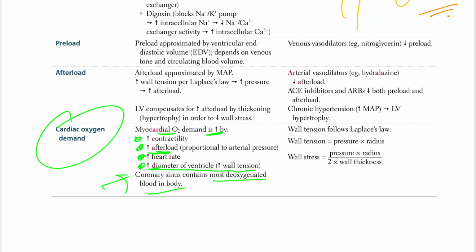So the next is where we have wall tension following the Laplace law. Wall tension equals pressure times the radius. Wall stress, on the other hand, is the pressure times radius divided by 2 times the wall thickness. So that's the wall stress, wall tension, and the Laplace law. What else can we have?